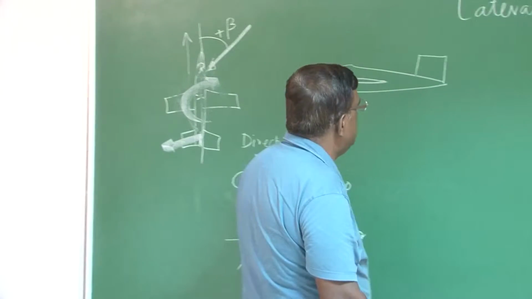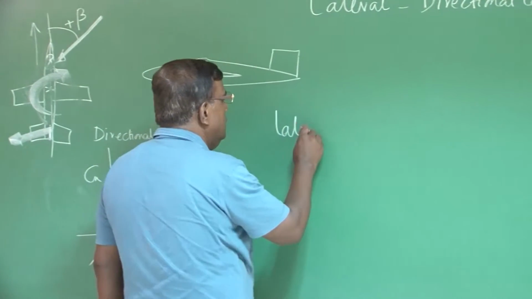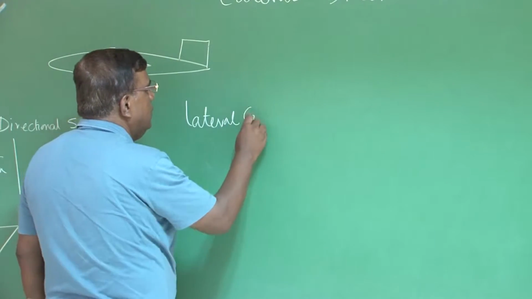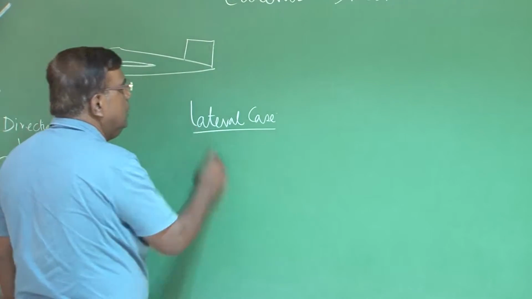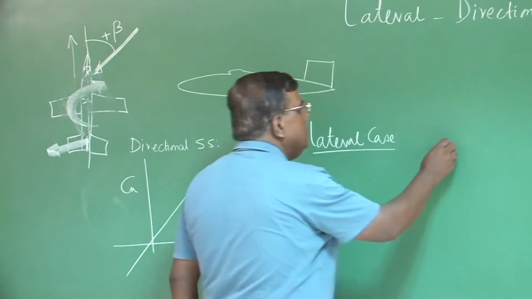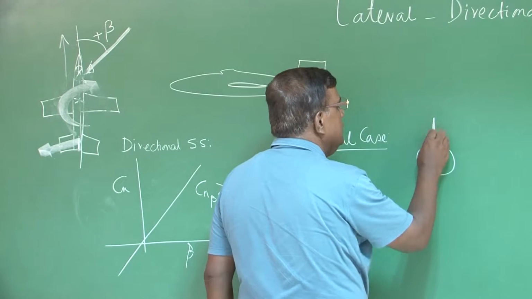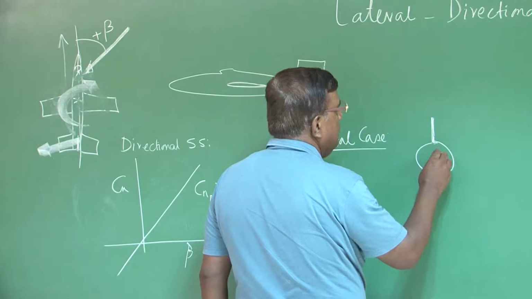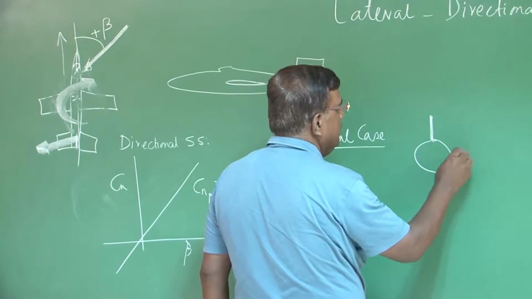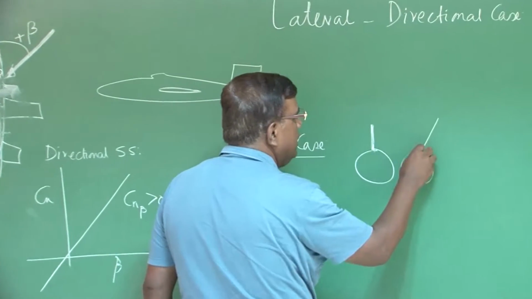For lateral case, understanding is this: suppose I am looking from the back and this is my vertical tail, and because of some reason it has developed a bank.